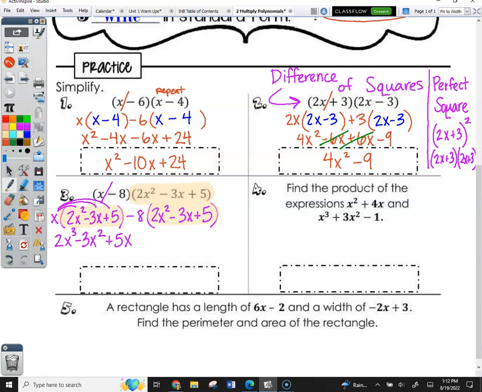Notice as I'm doing this, I'm visualizing drawing the arches. You can draw them if you want to, or you can just trace your finger on your paper. Negative 8 times 2x squared. Good. Negative 8 times negative 3x. Good. Negative 8 times 5.